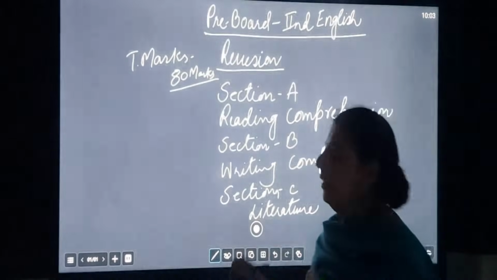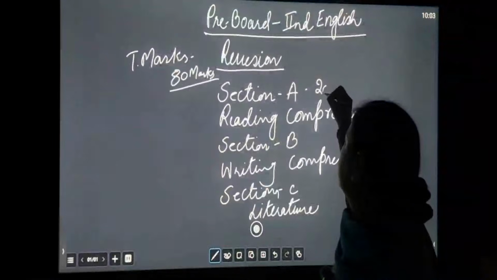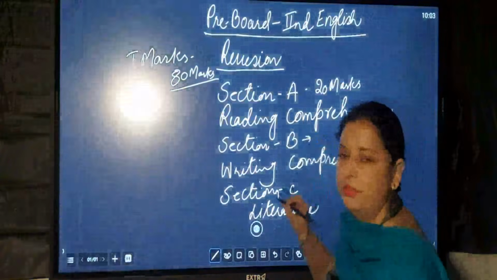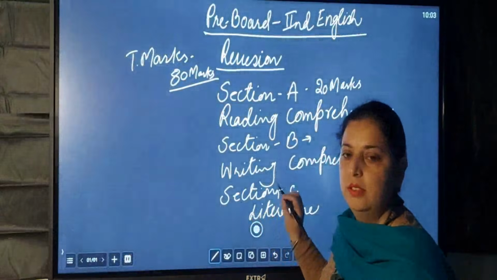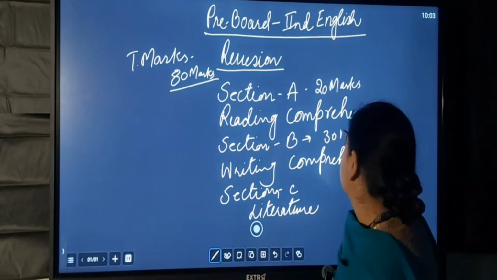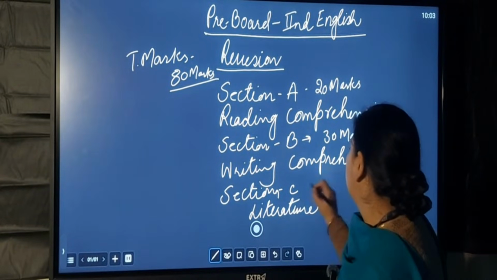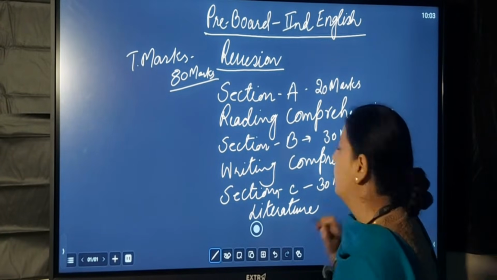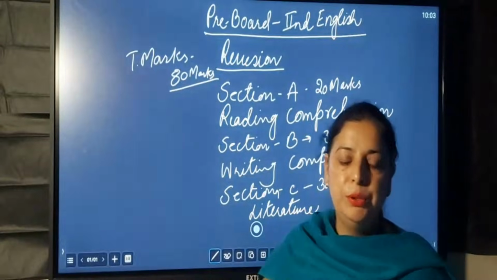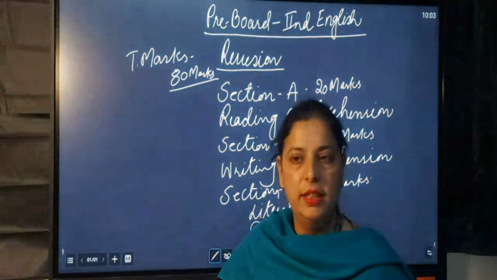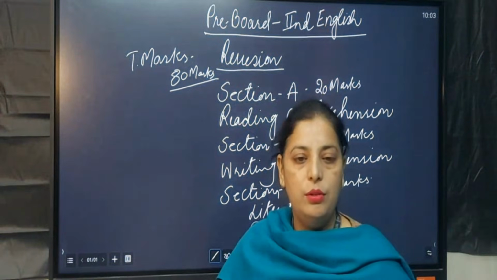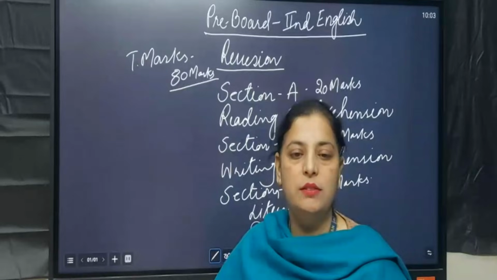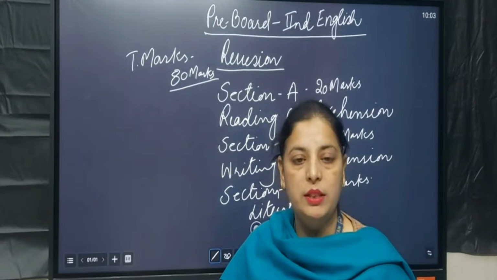So let us see how the marks are distributed. Section A is of 20 marks, section B is of 30 marks, and section C is of 30 marks. When you attempt the paper, you must understand how the sections are divided in our exams and how we have to prepare for our upcoming board exam for the English paper.